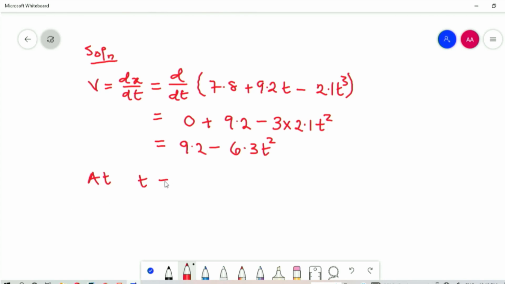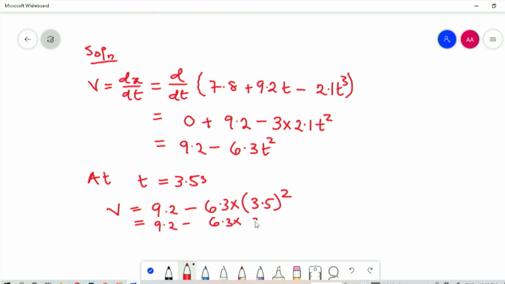Now at t equal to 3.5 seconds, we just substitute the value of t into v. So v becomes 9.2 minus 6.3 times 3.5 squared. Then we have 9.2 minus 6.3 times 3.5 times 3.5, which gives minus 68 meter per second.